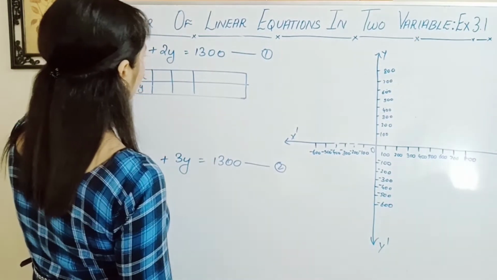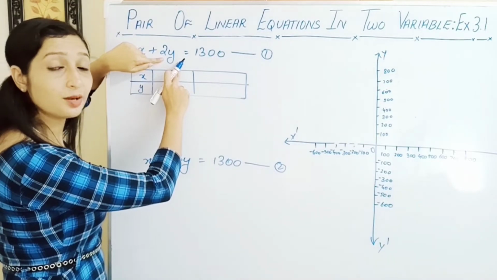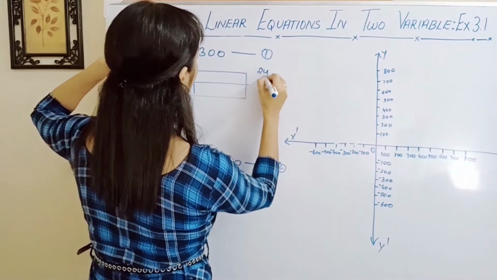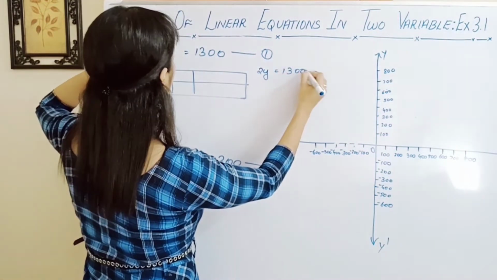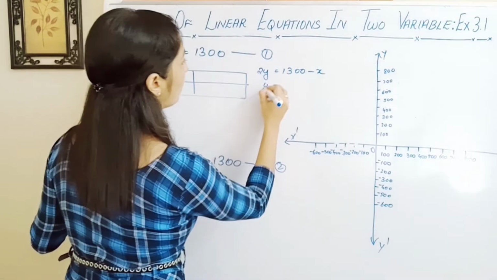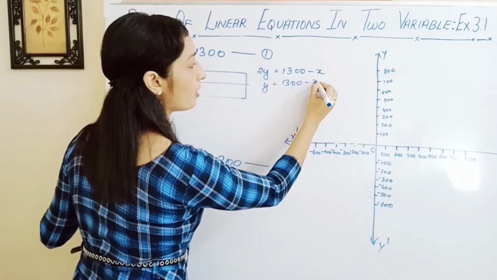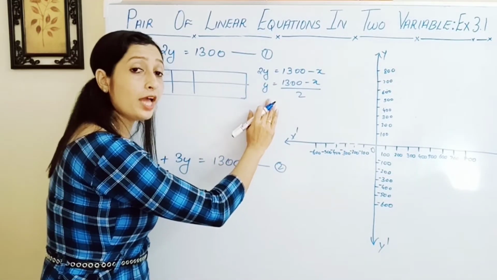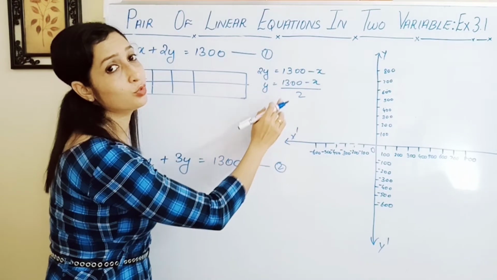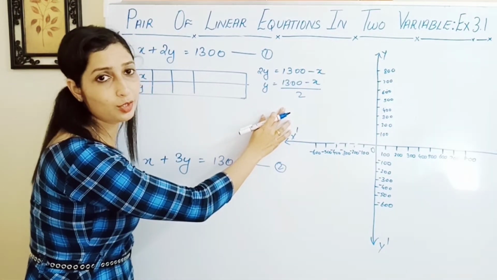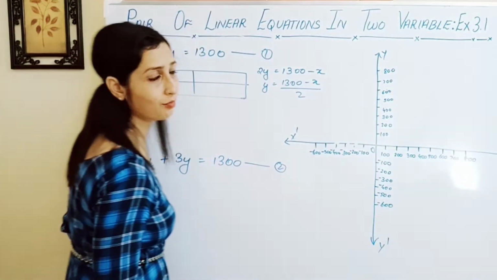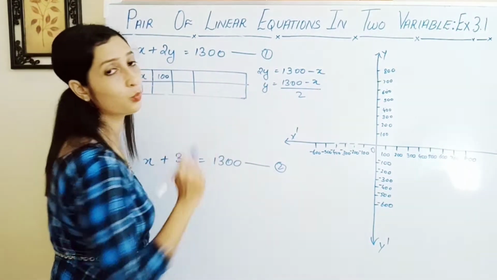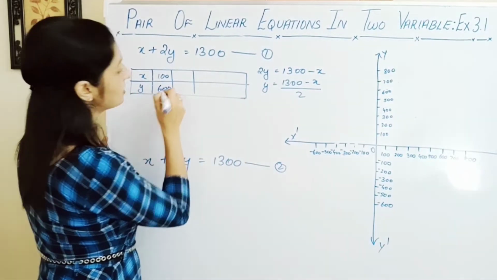So first let us find this equation number 1 in terms of y equal to. So how can you write this as? 2y is equal to 1300 minus x. Y is equal to 1300 minus x by 2. So now let us find out what value of x you substitute so that you get an easier value of y to plot in the graph. So let's find first value. Let us take x as 100. Then what do you get y as? Y you get it as 600.